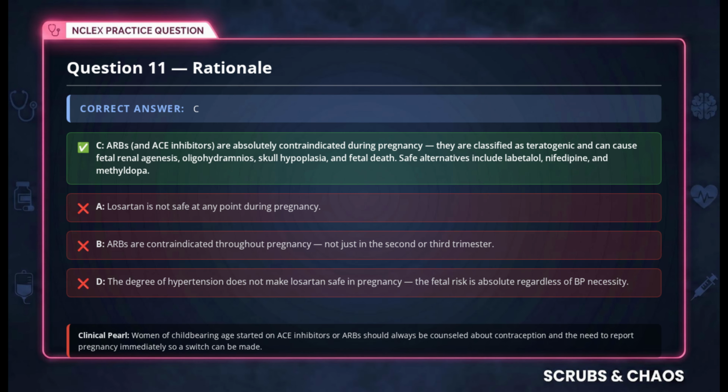Not, it depends. Losartan and all ARBs and ACE inhibitors cause fetal renal damage, reduced amniotic fluid, and fetal death in the second and third trimesters. The provider needs to switch her to a pregnancy-safe antihypertensive, like labetalol or nifedipine. This is not a bedside judgment call. The answer is C, and it is not debatable.